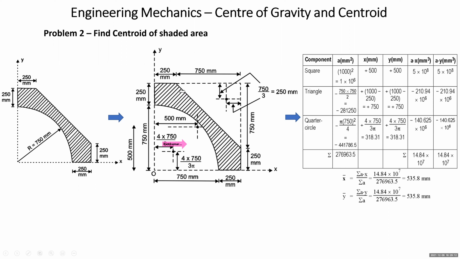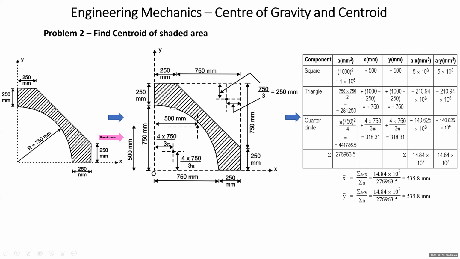Now for this square, we have to mark the centroid of each component. This square is of size what? 1000 mm. This is 1000. Height is also 1000. So its centroid will be where? This is the centroid of it. 500. 1000 by 2, 500 mm, right? And even this is also 500 mm from the bottom, from the x-axis.